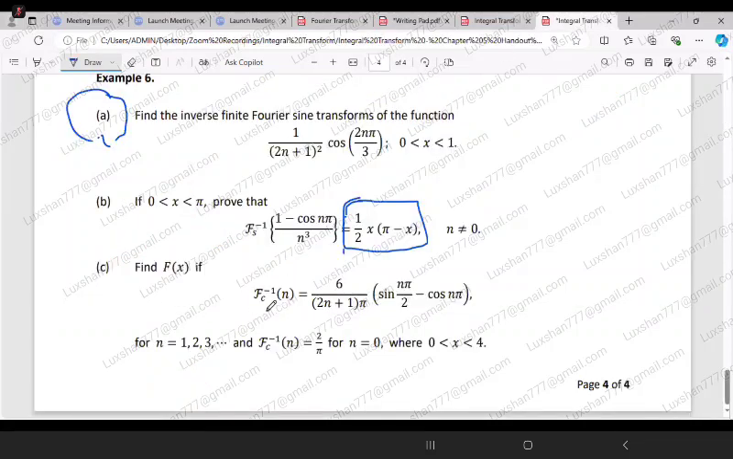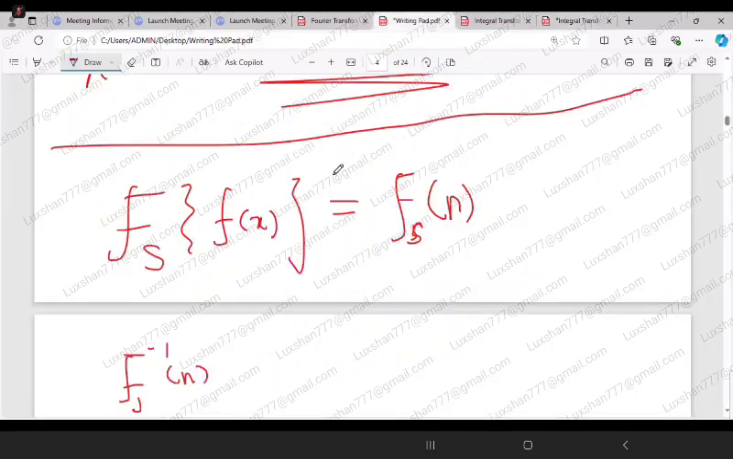So here also they are asking this one. Find capital F(x), if the inverse is this one. They are asking for the capital F(x). Here we have nothing to prove, we have to find it. So let's do that also.